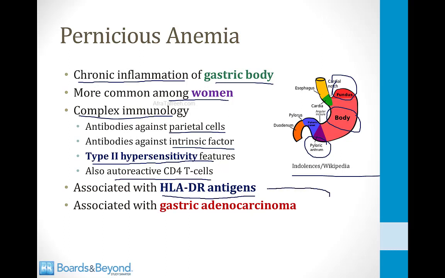If you want to understand this more, watch the module on transplants in immunology. And then finally, because there's chronic inflammation, there's an increased risk of gastric adenocarcinoma among patients who have pernicious anemia.